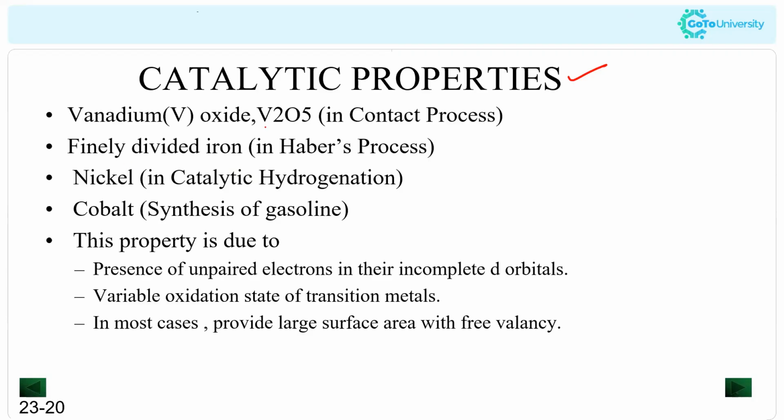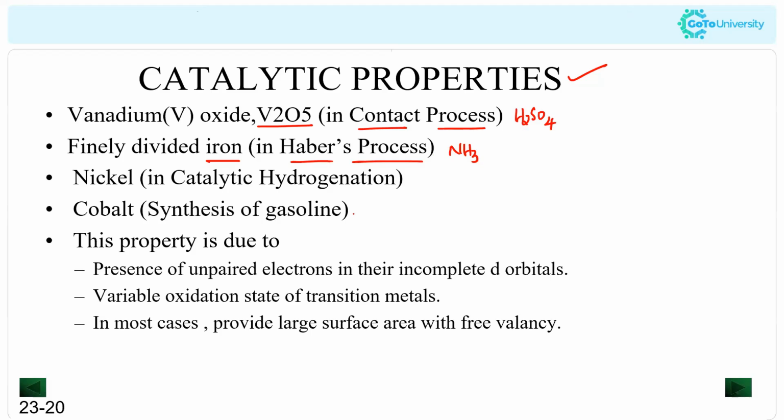First example is vanadium pentoxide, V2O5. This vanadium pentoxide is usually used as a catalyst in the contact process. What is the contact process? This is the industrial manufacturing of sulfuric acid, right? So in this process, we use vanadium pentoxide as the catalyst. Now another one, iron. The finely divided iron can be used as a catalyst in the Haber process. What is the Haber process? This is the industrial preparation of ammonia. So for the Haber process, we use iron, and for the contact process, that is the preparation of sulfuric acid, we use vanadium pentoxide.